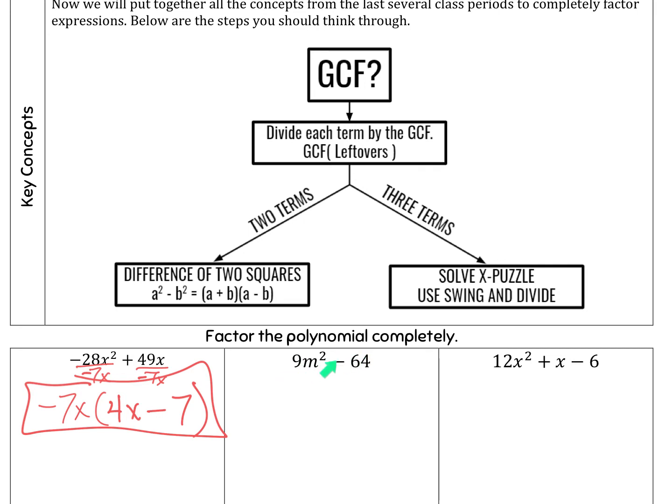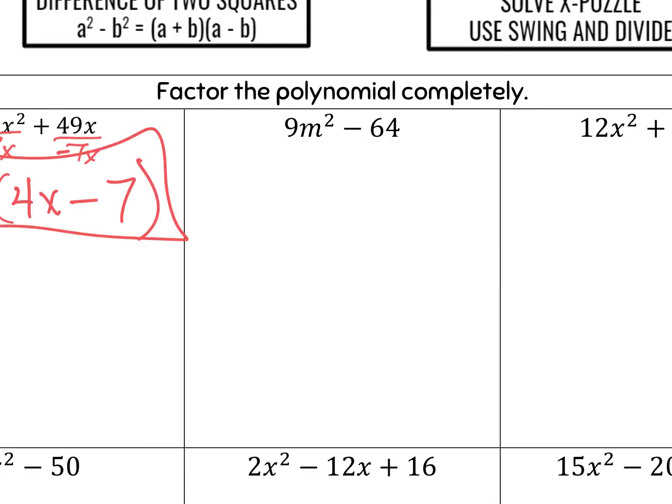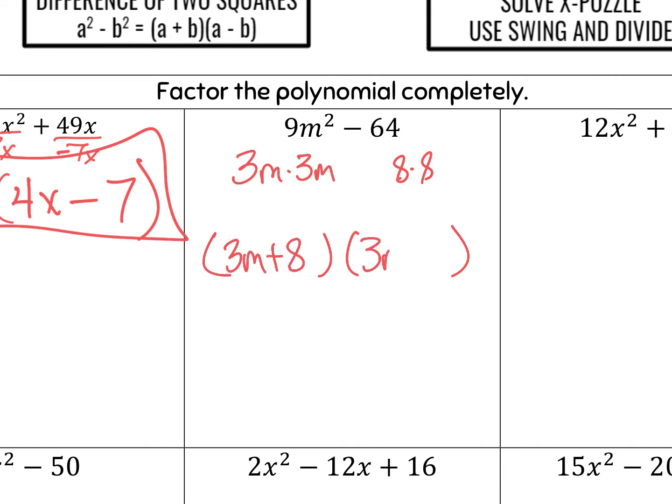There's only two terms. Then we have to check to see if 9m squared and 64 are perfect squares. So go ahead and do that. We want to check to see if it's dots. Looking at 9m squared, remember, you know that 3m times 3m is 9m squared. And then 64, you take the square root of 64, it'd be 8 times 8. So for this one is dots, so it'd be 3m plus 8, 3m minus 8.